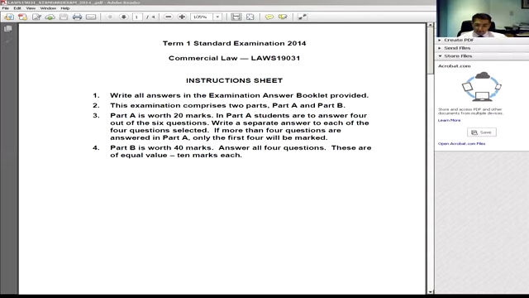So let's talk further about Part A. Question 1 in Part A is about agency. So you need to understand and be very clear about the different ways that an agency relationship can be created. Remember, agency is a contractual relationship between a principal and an agent. And how do you define the boundaries of that agency relationship?